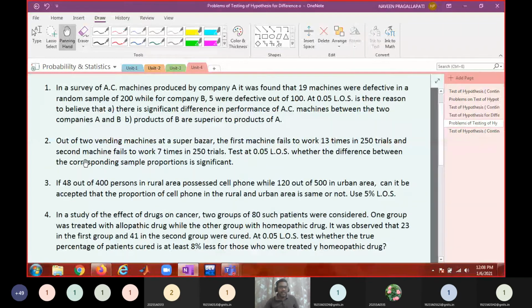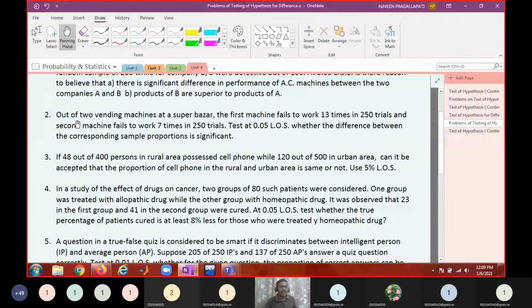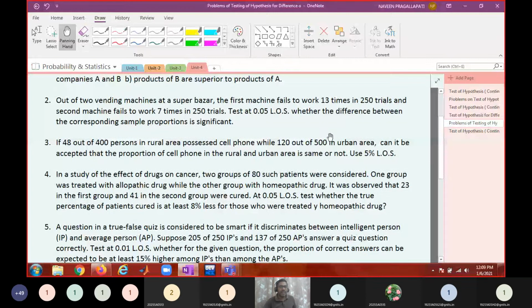Next one, it is similar to the first question. Second question: out of 2 vending machines at a super bazaar, the first machine fails to work 13 times in 250 trials, and the second machine fails to work 7 times in 250 trials. Test at 0.05 level of significance whether the difference between the corresponding sample proportions is significant or not. Is it not similar to the first problem? Yes, sir. Previously defective, now fails to work. So can you take it as homework? Apply the two-tailed test and find this answer.